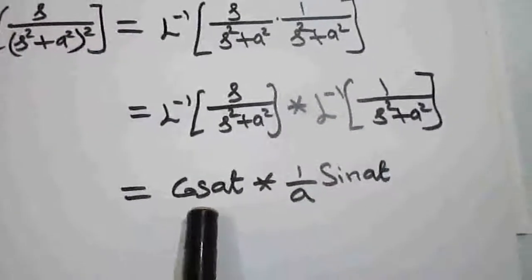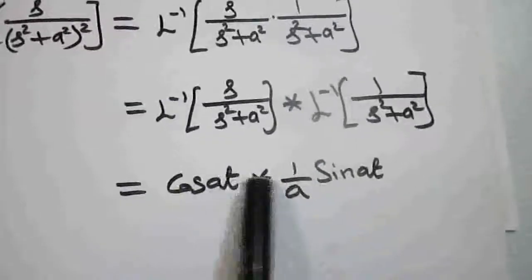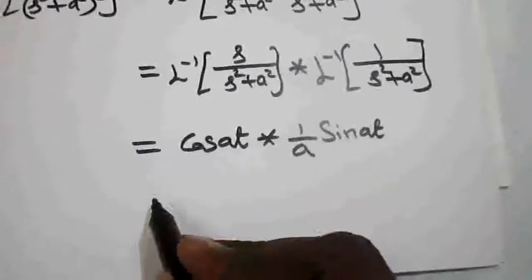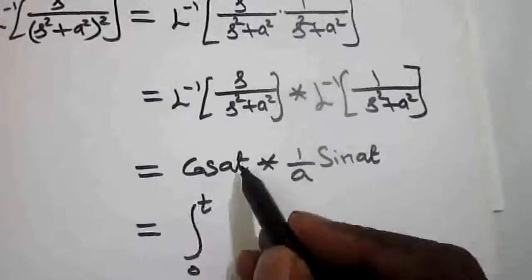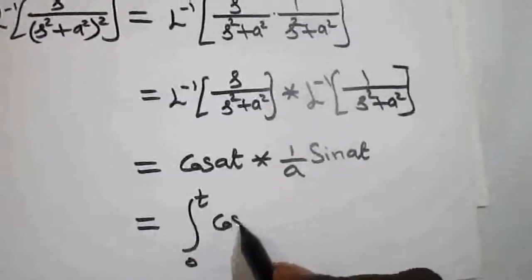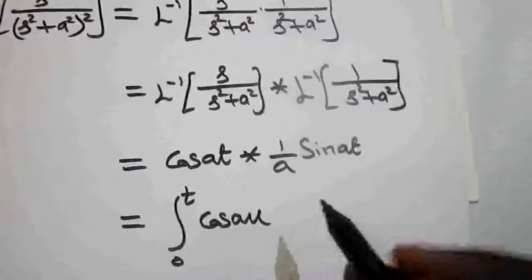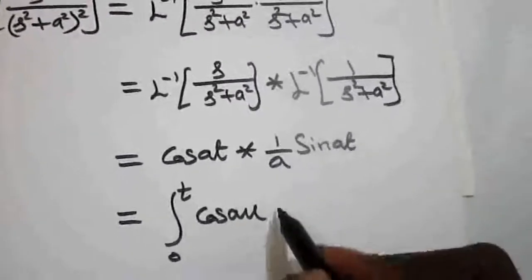The same formula here I am going to apply. f(t) star g(t), first function, second function. What is the convolution of two functions? Integral from 0 to t. In the first function t is replaced by u, so that it is cos au, and in the second function t is replaced by t minus u.